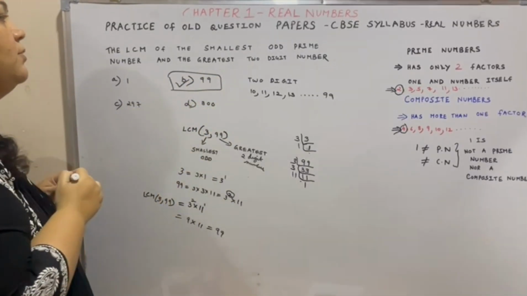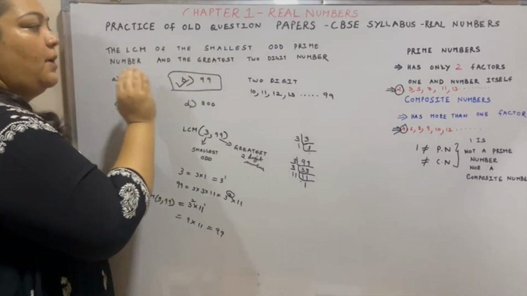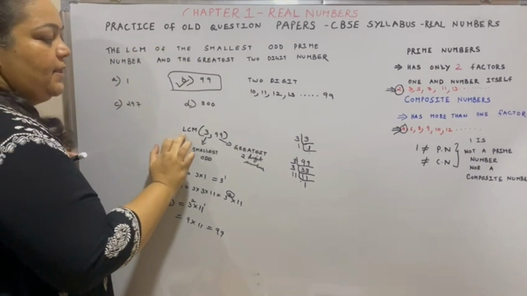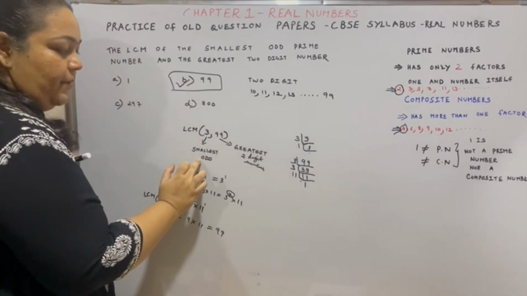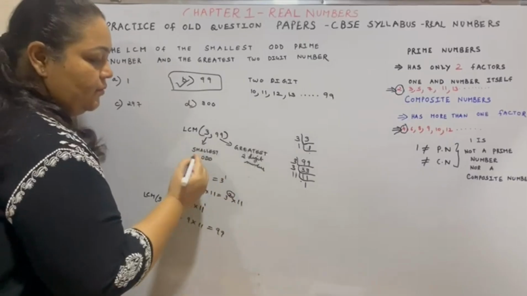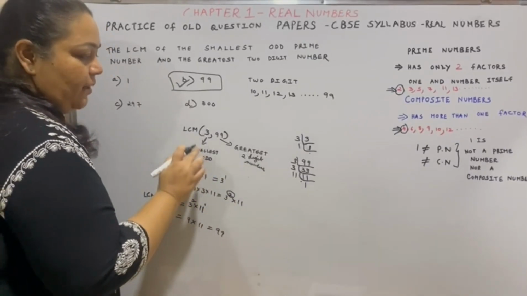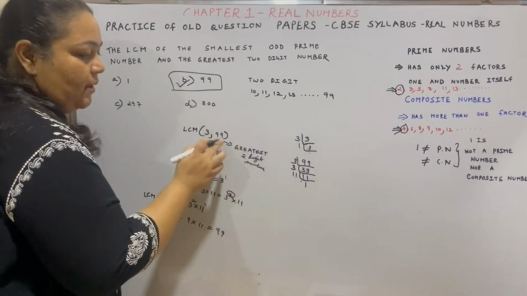You understood? What's the question? The LCM of the smallest odd prime number and the greatest 2-digit number. So the smallest odd prime number is 3 and the greatest 2-digit number is 99.